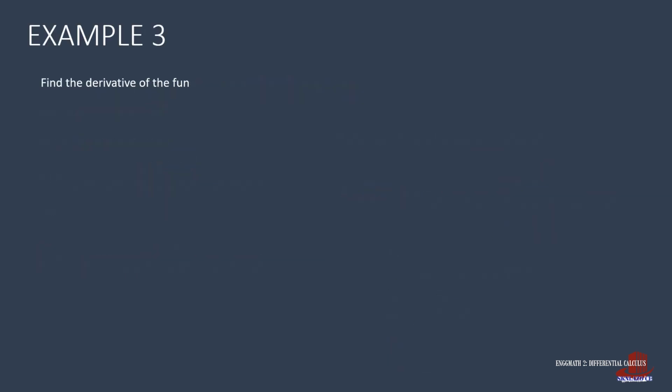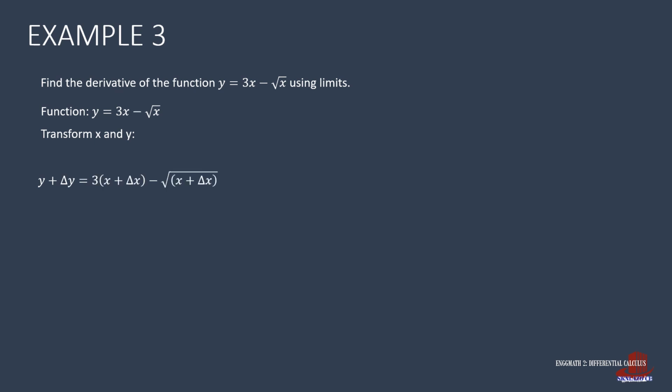The third example has the function 3x minus the root of x. This is a different case as the radical is only on one term, but let's start just the same with the transformation of x and y. The function transforms into y plus delta y as equal to 3 times x plus delta x minus the root of x plus delta x.